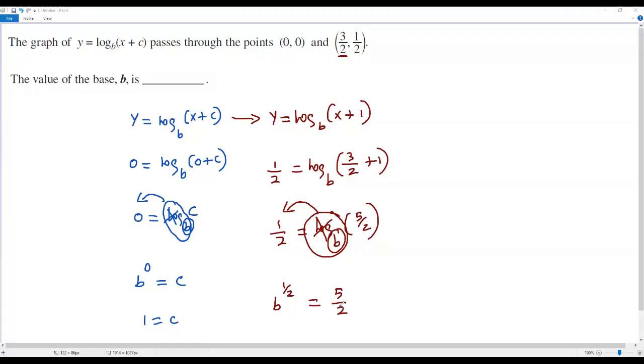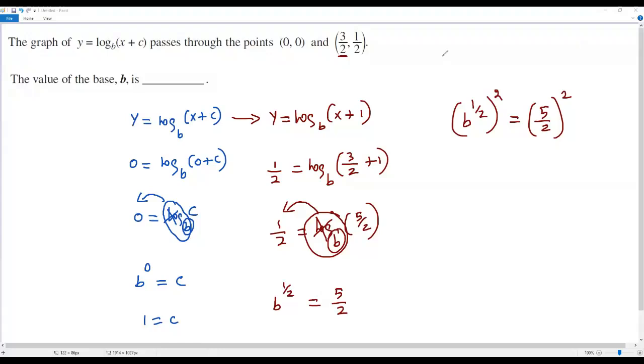We have almost solved for b, but I still have to get rid of this exponent 1/2. To do that, I raise both sides of this equation to the power of 2. So b to the power of 1/2 is raised to the power of 2, and on the right side we raise 5/2 to the power of 2. Here we have two exponents: the exponent 1/2 on the base b, and the exponent 2 on the whole thing.